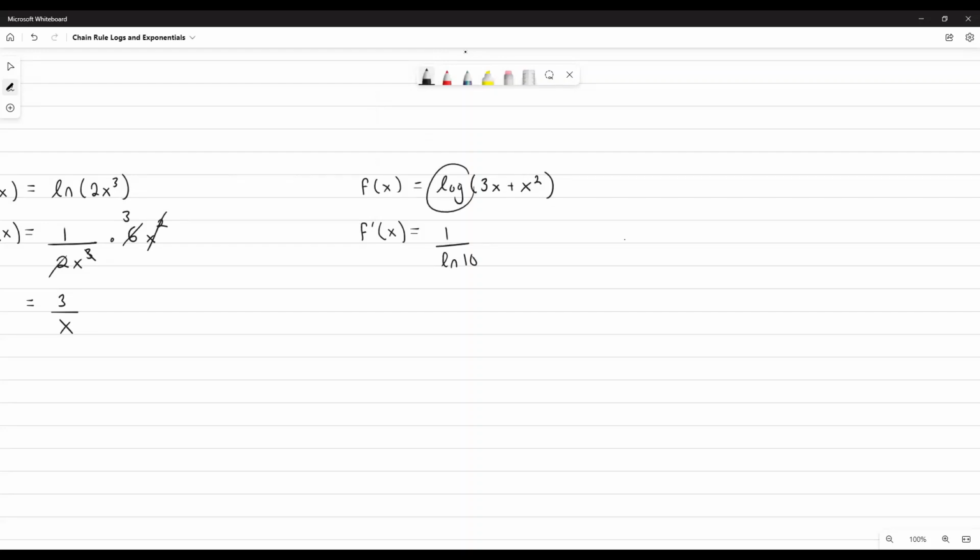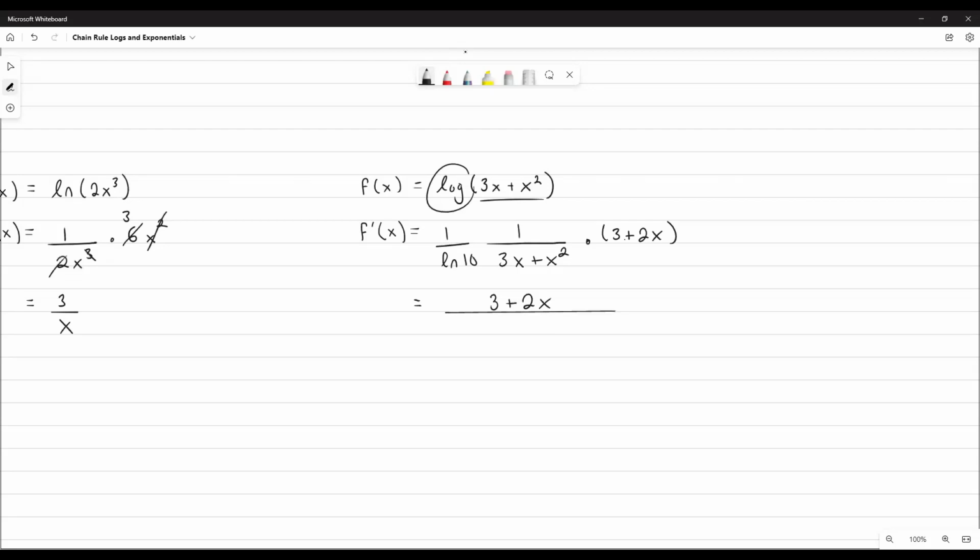All right, anywho, now we do the same thing we do with natural log. It's 1 over the argument times the derivative of the argument. Okay, derivative of this is 3 plus 2x. Okay, so we can write that in a nice consolidated form as 3 plus 2x over natural log of 10 times 3x plus x squared. All right, and that is that.